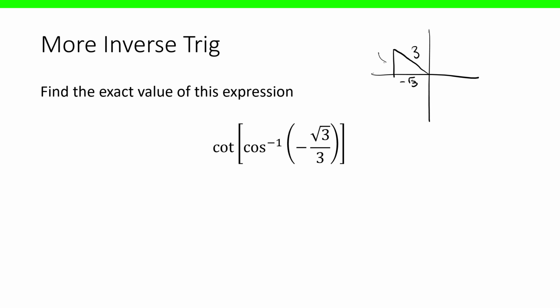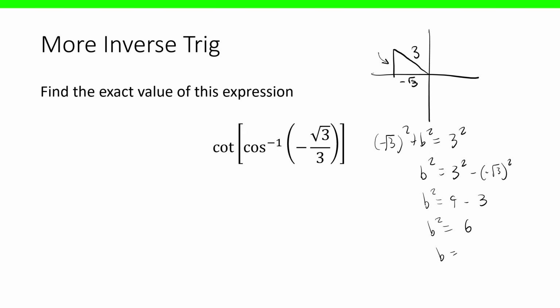And so I want to know what this side is because I need that in order to get the cotangent. So again, we'd say negative square root of 3 squared plus b squared is equal to 3 squared. So b squared is equal to 3 squared minus the negative square root of 3 squared. So b squared is equal to 9 minus 3. So b squared is equal to 6. So b is equal to the square root of 6. Okay, so that's square root of 6 over there.